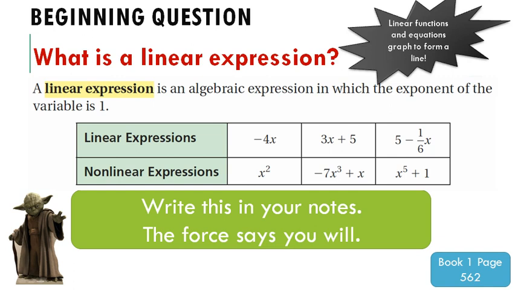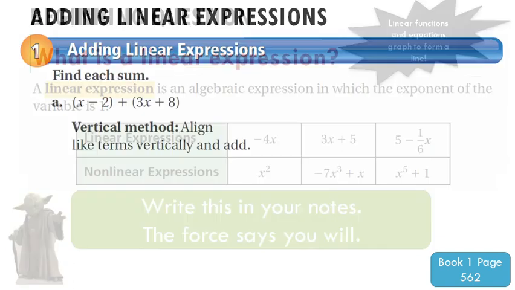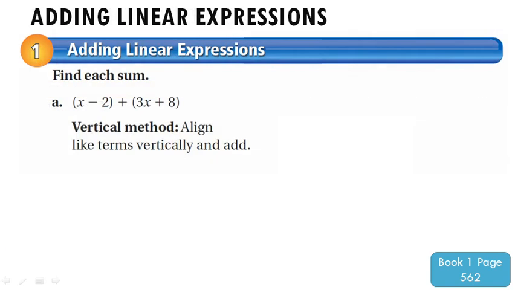Linear functions and equations graphed form a line, a straight line. Nonlinear expressions will form a curved line. Adding linear expressions. Find each sum. In this problem, we have the quantity x minus 2 being added to the quantity 3x plus 8. Let's first look at the vertical method, aligning like terms vertically and combining them.